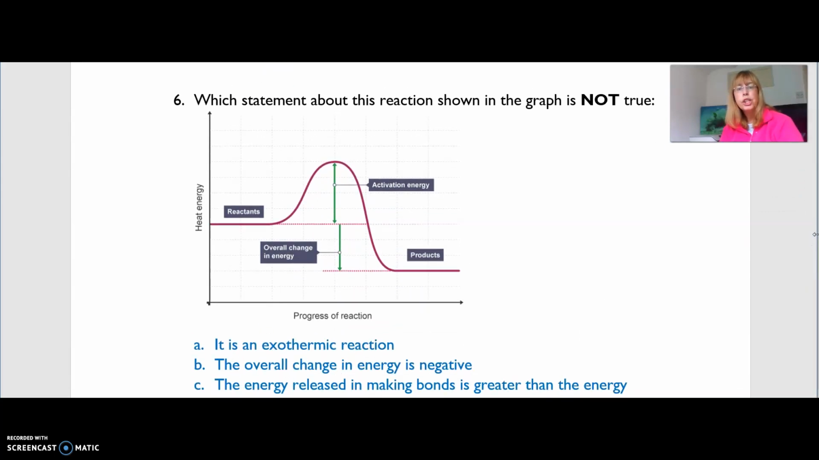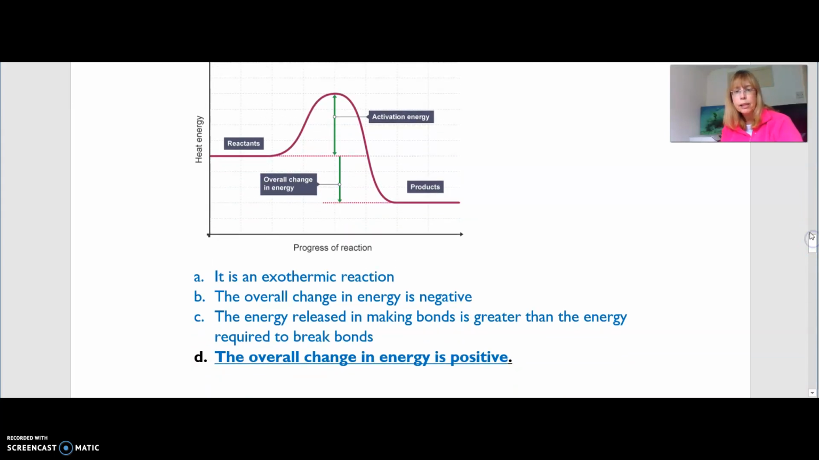Now, this question: which statement about the reaction shown in the graph is not true? Before I even look, let me spend a bit of time looking at the graph. I can see the energy of the reactants is above the energy of the products, so I get this Z shape, and I know I am dealing with an exothermic reaction. Can you see how I'm taking time to study the graph? Because they put it on there for a reason, not to make the page look pretty. So it's an exothermic reaction. Yes, it is, because X, Y, Z. It's a Z-shaped graph, which is exothermic.